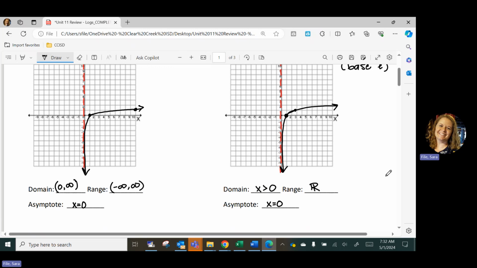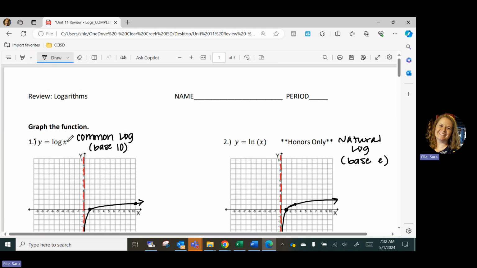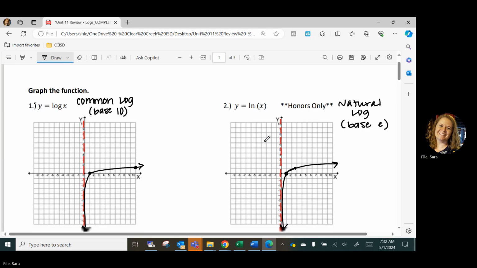Remember your asymptote, your vertical asymptote for logs will always be at x equals h, whatever your h value is. So in these cases, there's nothing inside the log with the x, right, in parentheses. So h is a 0.